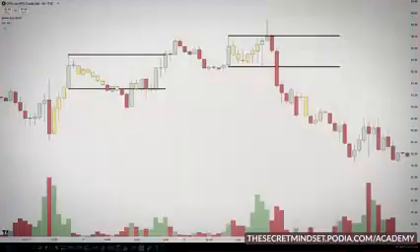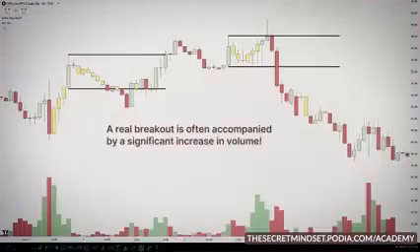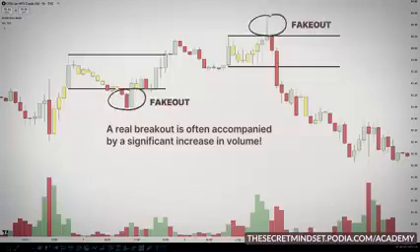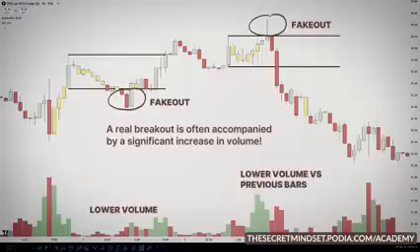And second, a real breakout is often accompanied by a significant increase in volume. If the breakout candle forms but there's no increase in volume, it could be a sign that the breakout is weak and likely to reverse.